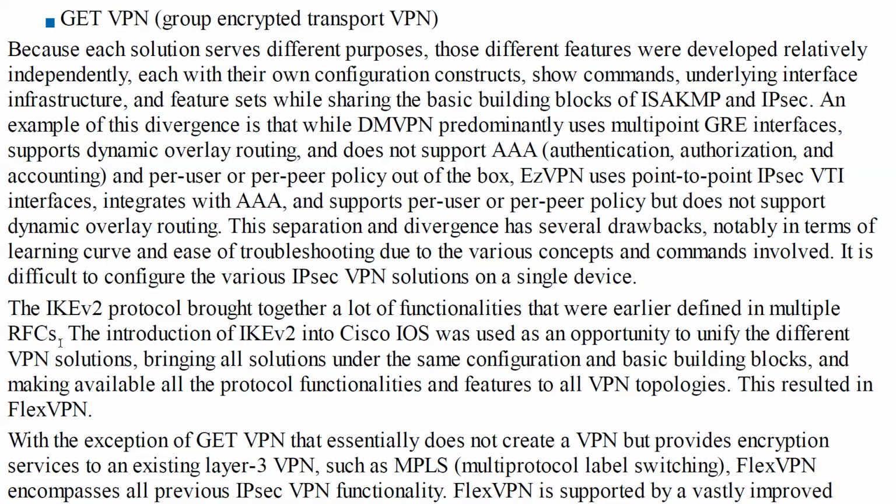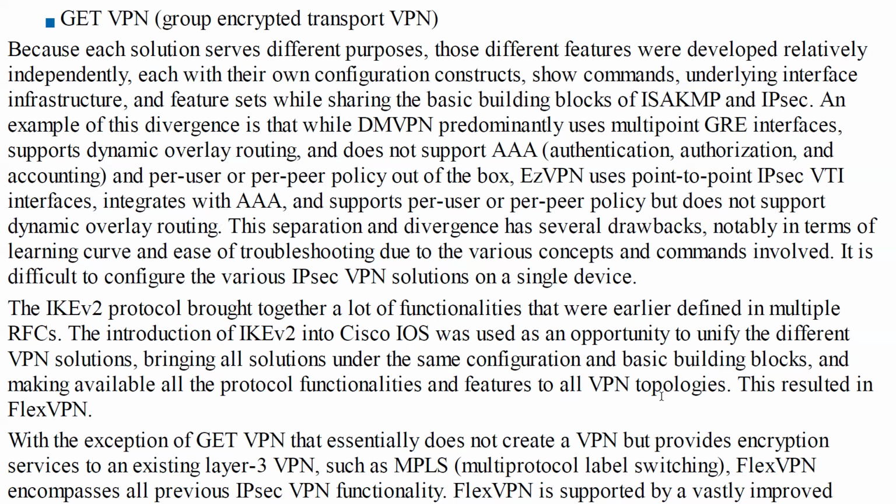Okay. So what IKEv2 did, the IKEv2 protocol brought together a lot of functionalities that were earlier defined in multiple different RFCs. The introduction of IKEv2 into Cisco IOS was used as an opportunity to unify the different VPN solutions, bringing all solutions under the same configuration and basic building blocks. That means one configuration for everything, and making available all the protocol functionalities and all features to all VPN technologies.